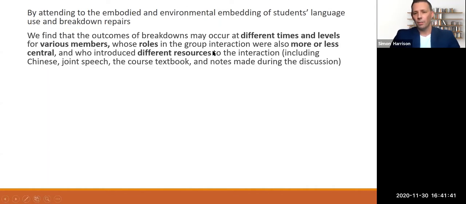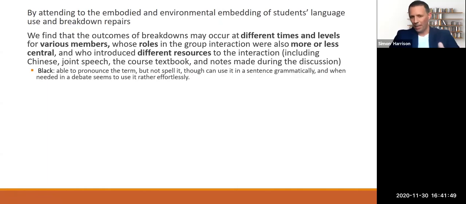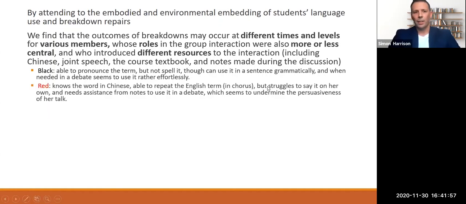So just to focus on two of the students who I was calling red and black. The student wearing black was able to pronounce the term but not spell it, though can use it in a sentence grammatically, and when needed in a debate, seems to use it rather effortlessly. Red, on the other hand, knows the word in Chinese. She's able to repeat the English term in chorus, but struggles to say it on her own and needs assistance from notes to use it in a debate.